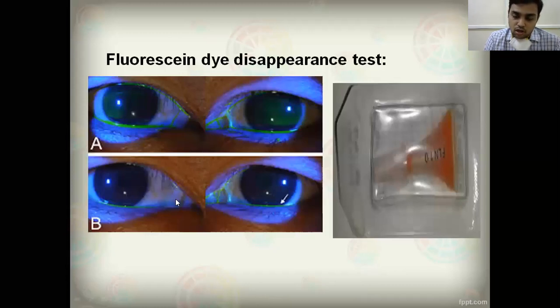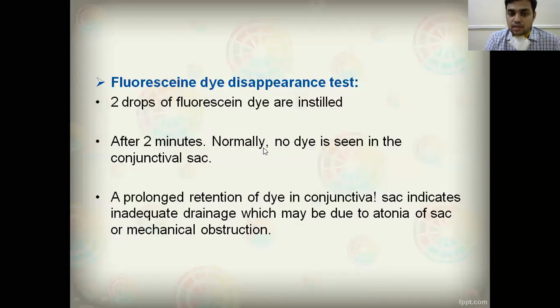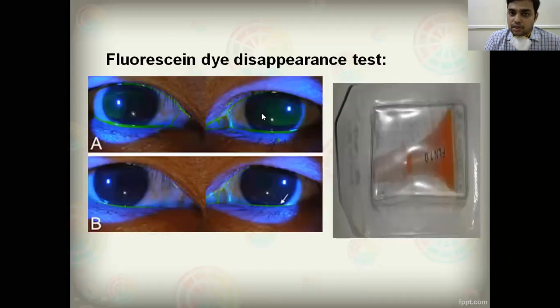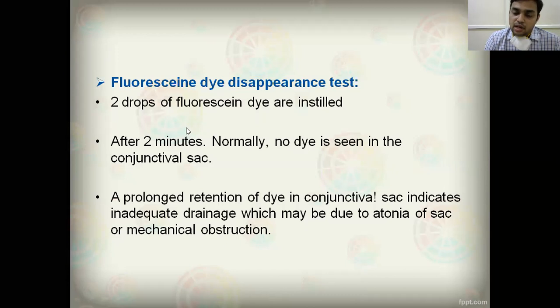If there is normal patency of the lacrimal passages, the dye will not be seen after 2 minutes. But if there is any obstruction or inadequate drainage of the lacrimal passages, even after 2 minutes the dye is still present in the conjunctival sac. So prolonged retention of the dye indicates inadequate drainage, which may be due to mechanical obstruction or lacrimal pump failure because of atonia of the sac.